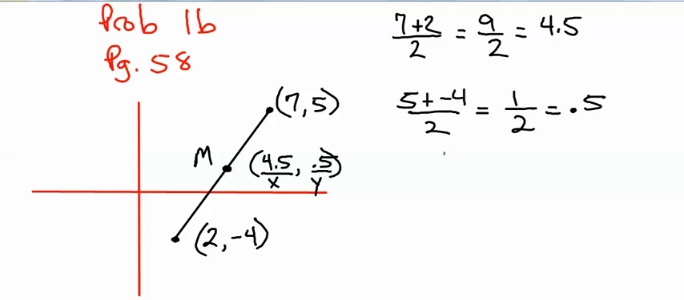Now make sure you understand this concept. This is endpoint plus endpoint divided by 2 equals midpoint. And for the y's, endpoint plus endpoint divided by 2 equals midpoint. Because you're going to continue to use the same concept on all the problems you do today. Because the next problem, we have to find an endpoint given a midpoint and an endpoint.